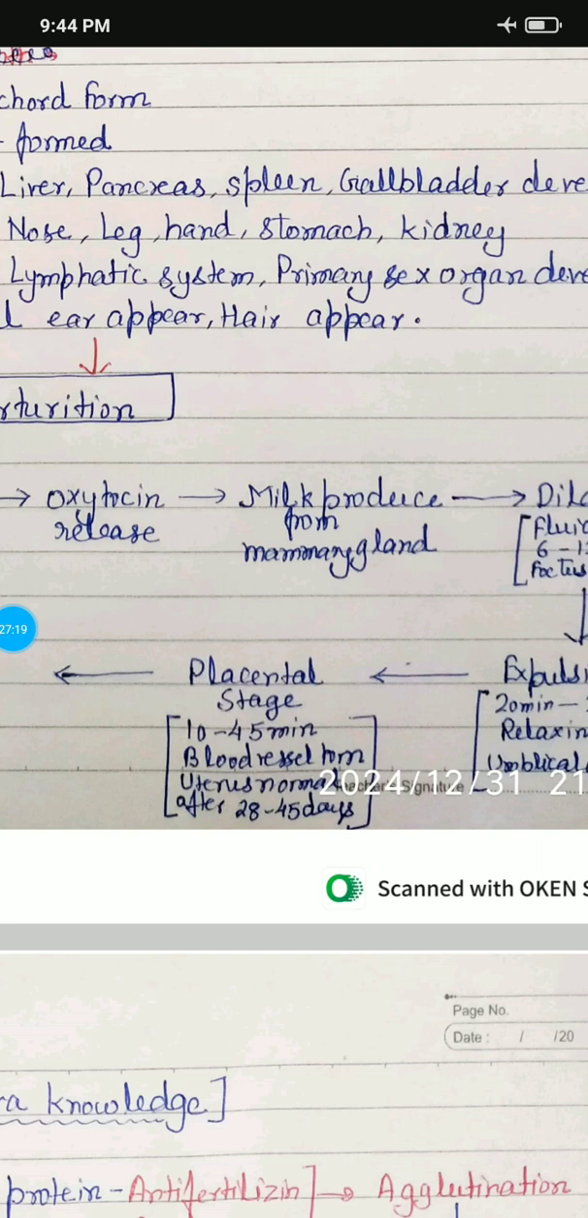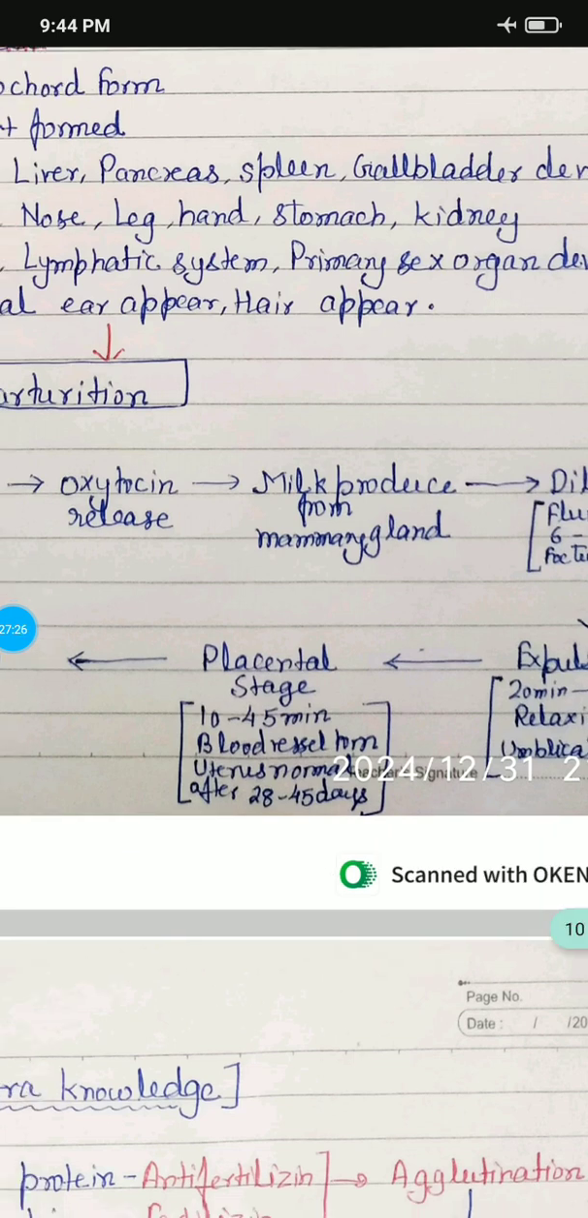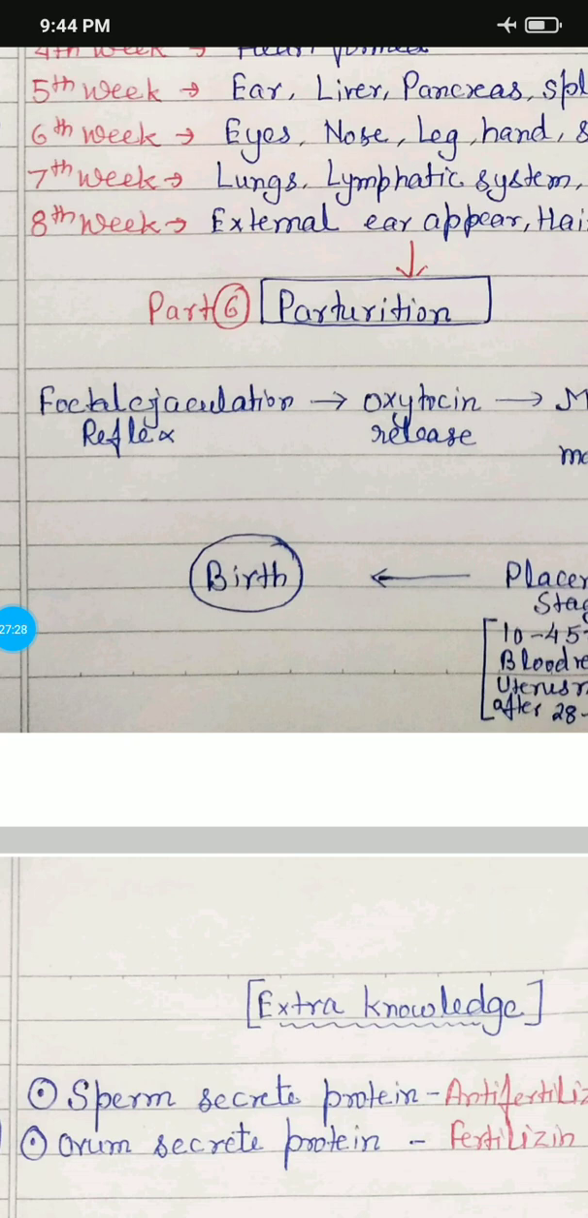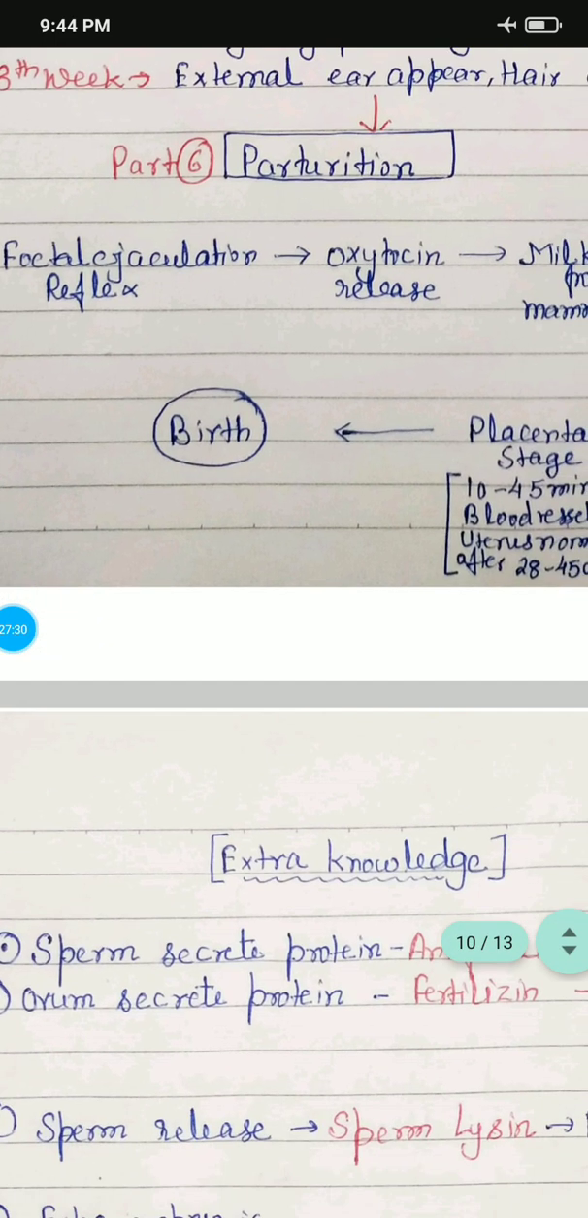The uterus normally takes 28 to 45 days. During that time the uterus becomes normal, and at that time the menstrual cycle is not happening. Birth of a baby. Congratulations. So this is the parturition.